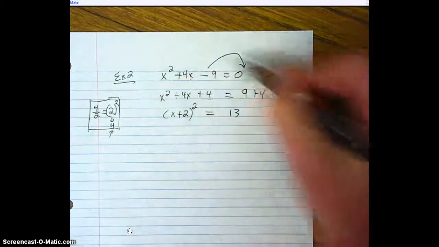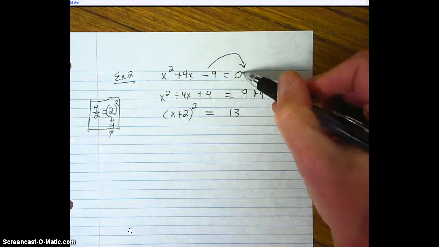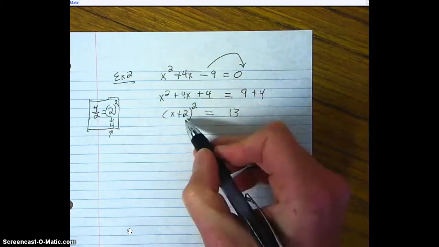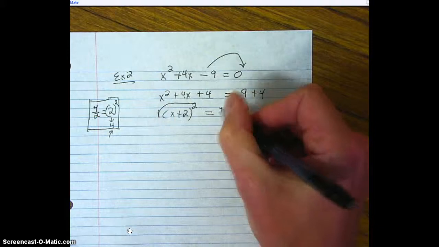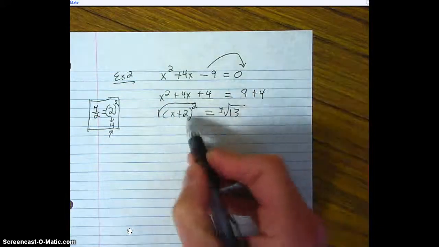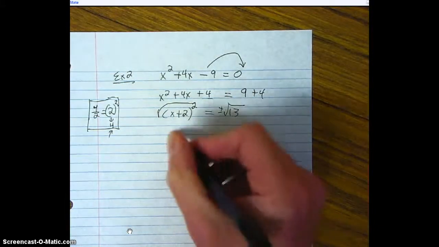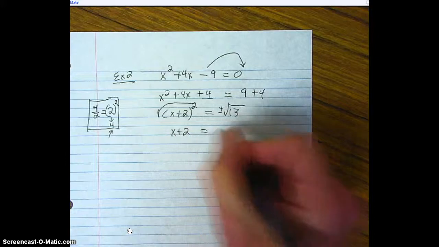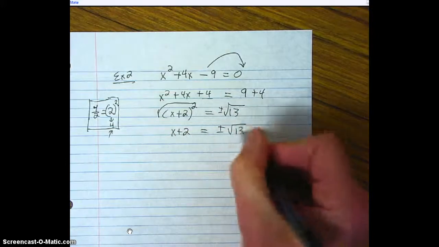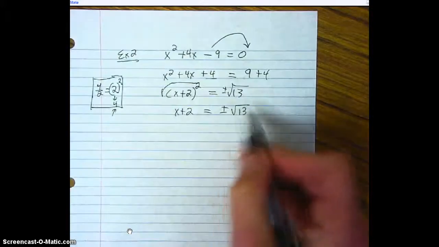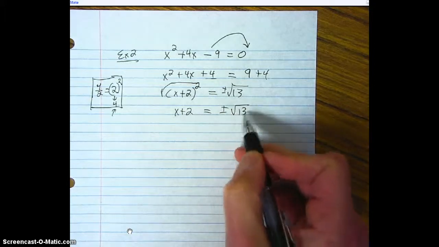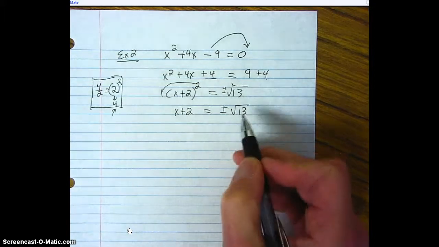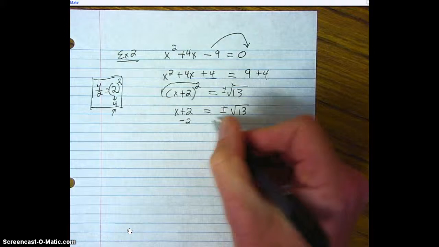Step 1, move the constant over by itself. Step 2, get the magic number. Step 3, factor. Step 4, take the square root of both sides. X plus 2 quantity squared under the square root symbol becomes x plus 2 equals plus or minus radical 13. Notice that this doesn't have any perfect square factors. It can't be simplified. It's just a number that's a yucky decimal. So you're almost done. This is actually easier than the last problem.